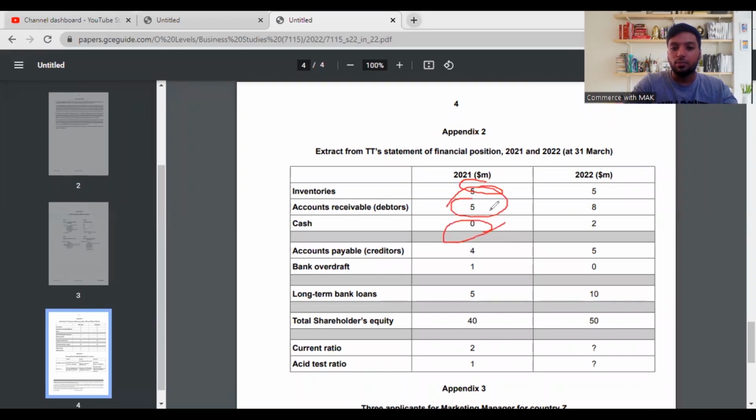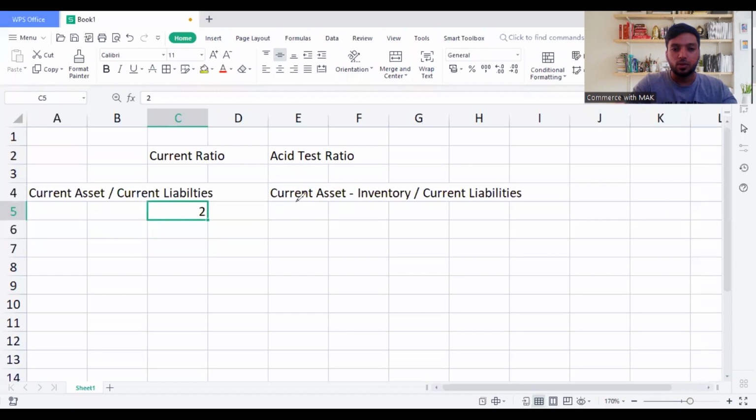So I'm going to take 5 plus 5 is 10. So they have already calculated 2021, and they have divided by 4 plus 1, 5. That's the reason you got 2. Here you have current ratio, you can see here. In 2022 you got 5 inventories, you got accounts receivable 8, and then you got cash 2. So in total 5 plus 8 is 13, 13 plus 2 is 15. So I'm going to take here 2 is the ratio. So current ratio here is 2021.